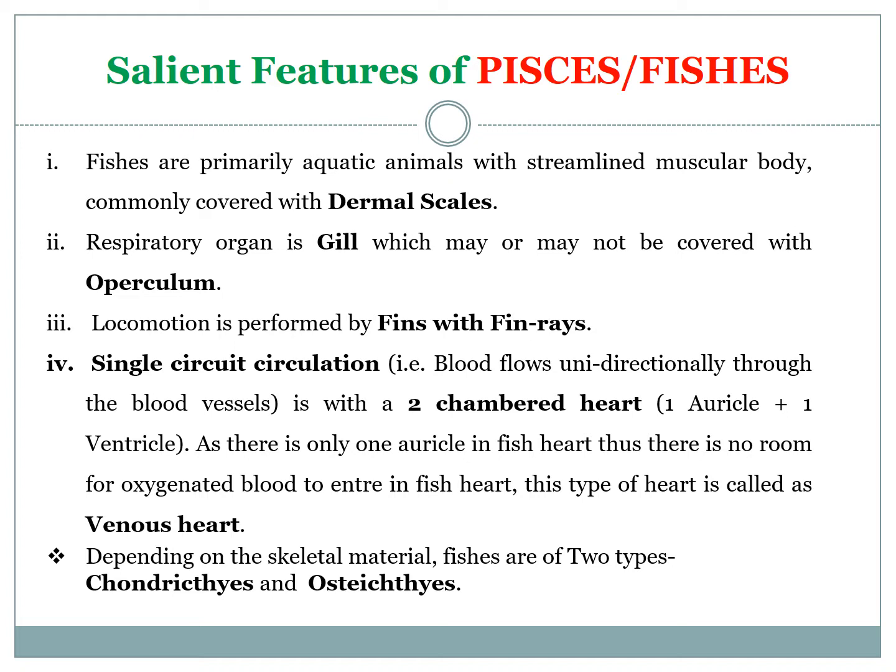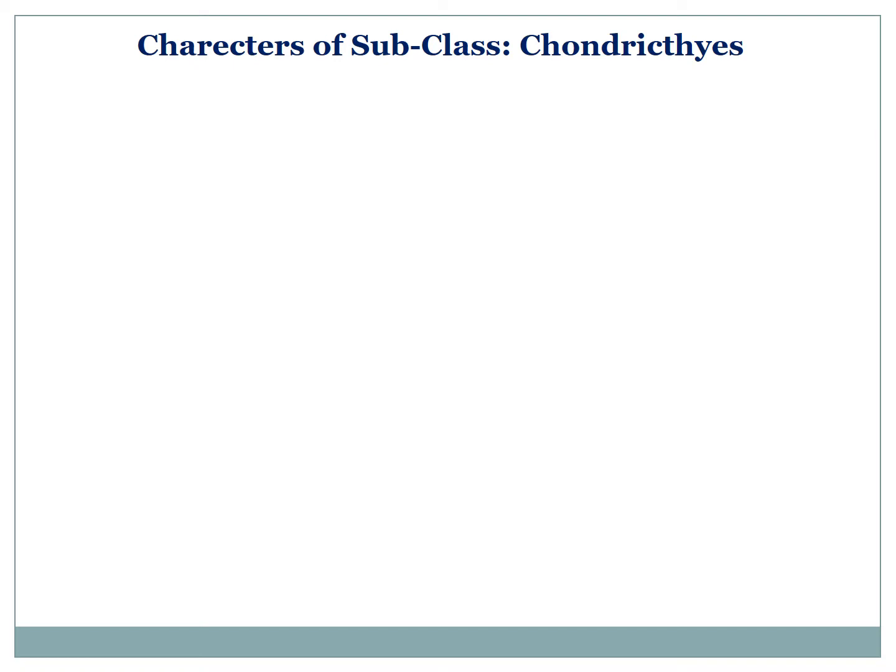Depending on the skeletal material, fishes can be of two types: Chondrichthyes, fishes with cartilage, and Osteichthyes, the fishes with bones. Now, let us see their features. Features of the Chondrichthyes or the cartilaginous fishes.